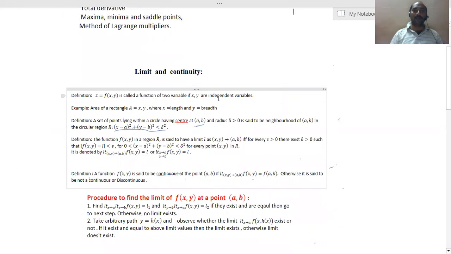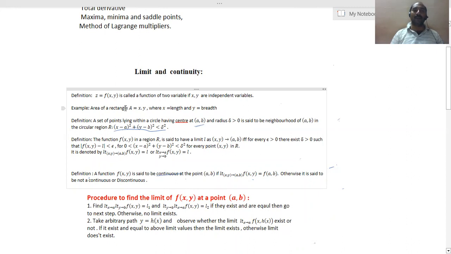First of all, what is a two variable function? A two variable function means a function that depends on two independent variables, f of x comma y. Here x comma y are independent. Z equal to f of x comma y. In a single variable function y equal to f of x, by giving an x value, we get a y value. Here, by giving x comma y values, we get a z value.